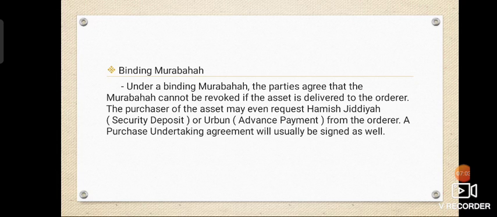The meaning of binding Murabahah here is that the contracting parties have agreed that the goods cannot be withdrawn if the delivery has been made. The buyer cannot withdraw from the product if the delivery was made by the seller. The buyer or purchaser can request a security deposit or advance payment from the orderer if they want to cancel their order.